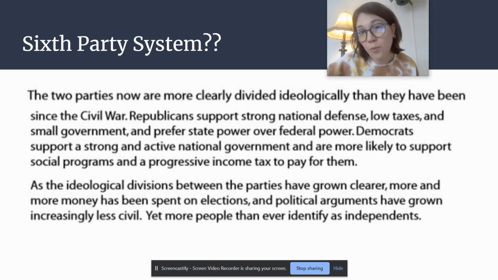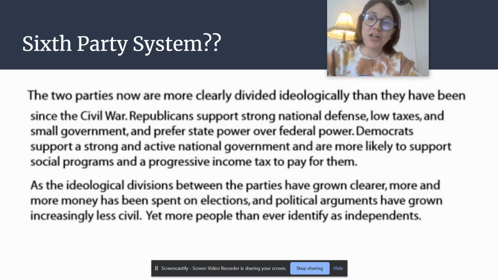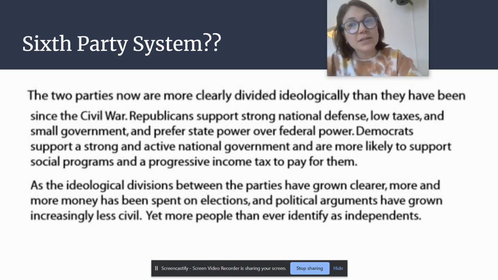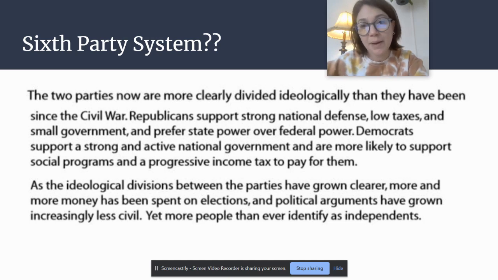I guess since the Civil War, Republicans support strong national defense, low taxes, and small government, and prefer state power over federal power. Democrats, on the other hand, support a strong and active national government and are more likely to support social programs and progressive income taxes to pay for them. As the ideological divisions between the parties have grown clearer, more and more money has been spent on elections, and political arguments have grown increasingly less civil. I think you guys are pretty aware of that point.